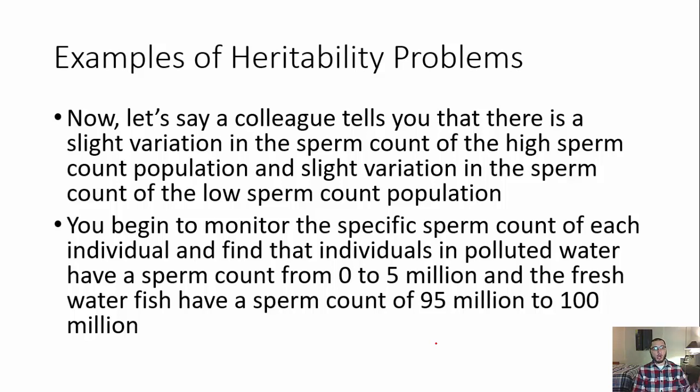So you have your low lows, which is about 0, and then you have your high lows, which would be 5 million, and then you have your low highs, which is 95 million, and then your high highs, which is 100 million.